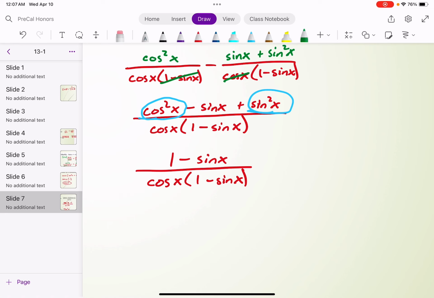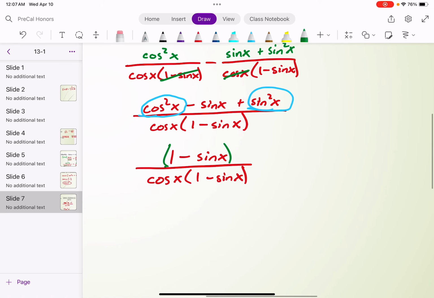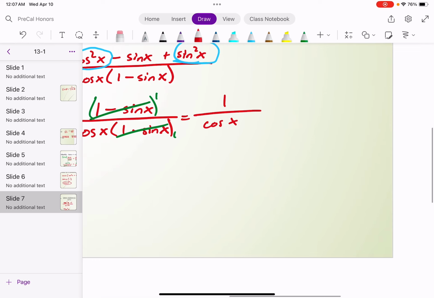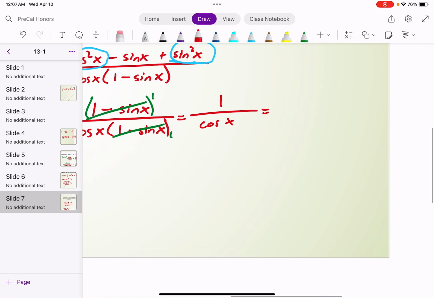In this case, our entire numerator simplifies with our denominator from the inside of the parentheses and gives you 1 over 1. We multiply straight across. It's going to leave you with 1 over cosine x, which is the same as secant x as a final answer.